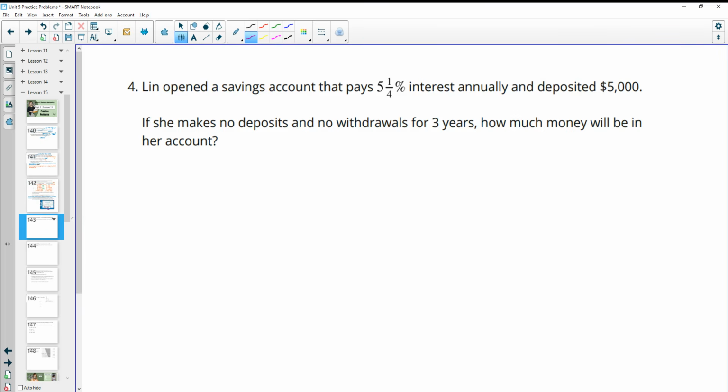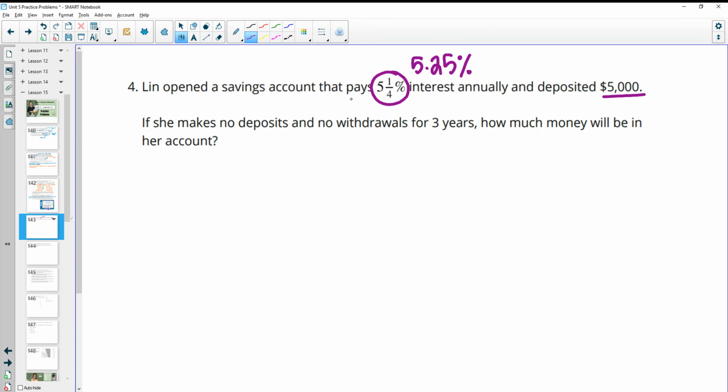Number 4, Lynn opened a savings account that pays 5.25% interest annually. And I'm just going to write this as a decimal. So remember, 1 divided by 4 is 0.25. So this is 5.25% interest. Then deposited $5,000. If she makes no deposits or withdrawals for 3 years, how much money will be in her account?